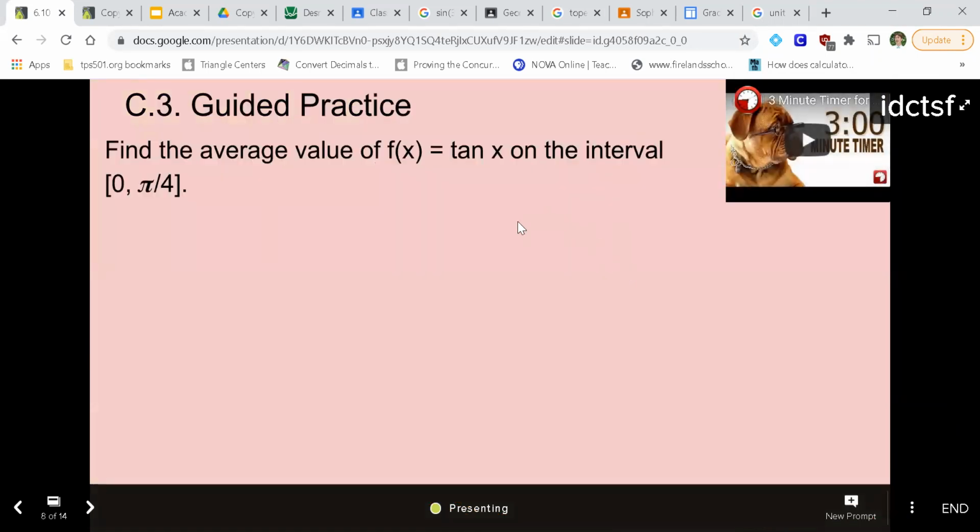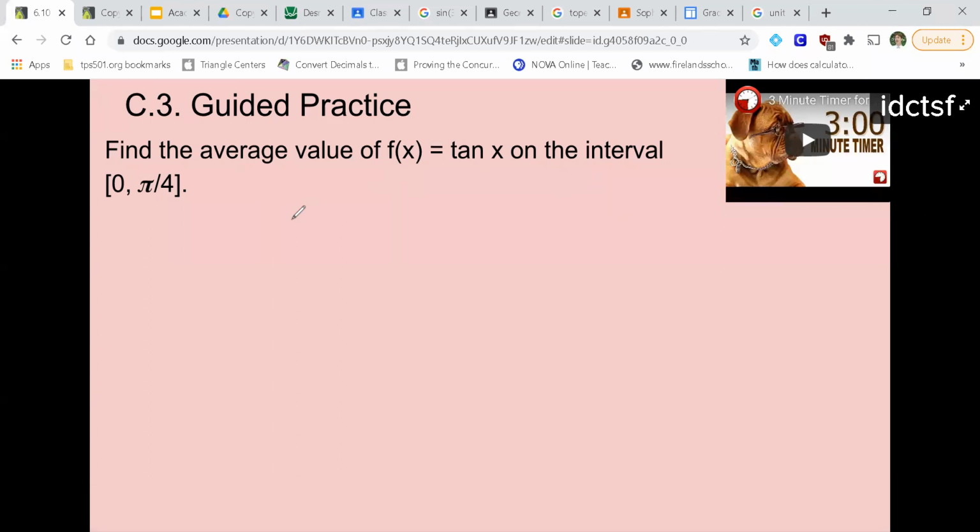All right, so here's another problem for you to try. I would recommend you pause the video here, work on it, and then unpause it to see the results. Here is what you should get.